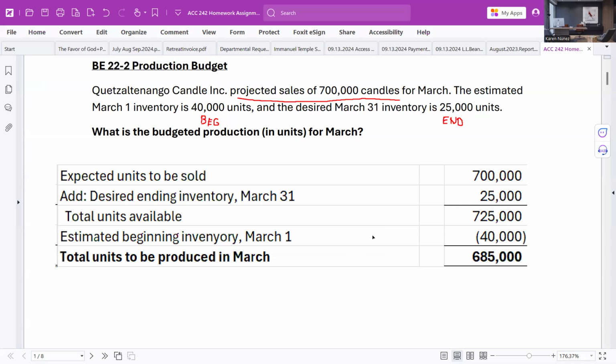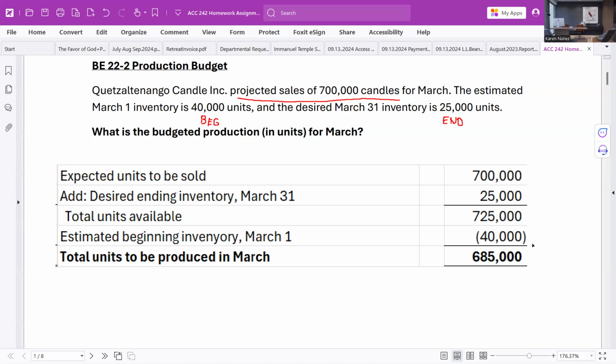So again, the production budget is a function of what we expect to sell, 700,000 candles, plus what we need to have on hand at the end of the period, 25,000 candles. So the total amount of candles that should be available is 725,000. But we're going to start with 40,000 candles in the beginning inventory. So we only need to produce 685,000 candles. We are actually producing less than we plan to sell.